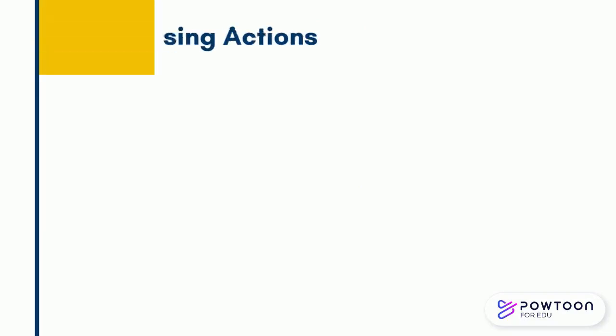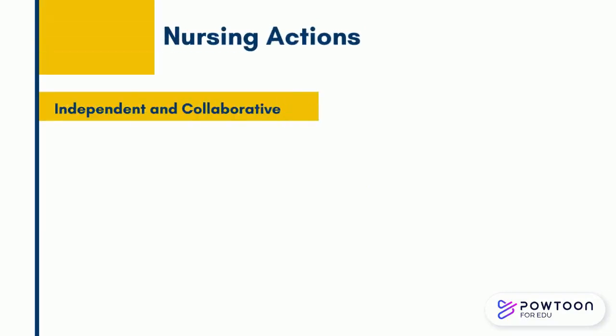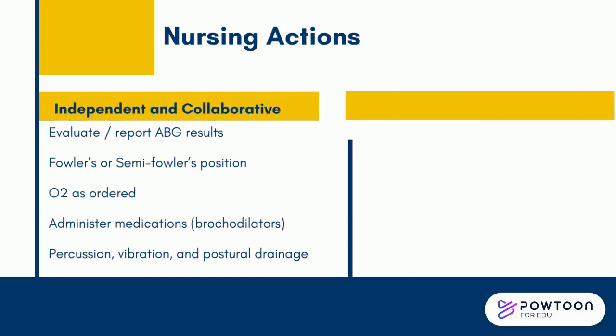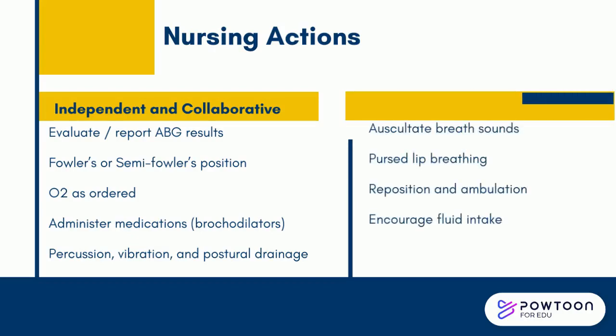Here are some additional nursing actions, and some of these are pretty important. A lot of these, if you look at the list, are going to help improve ventilation or improve that gas exchange. Fowler's or semi-Fowler's position. That pursed lip breathing, that helps breathe off additional CO2. All these can help our clients with respiratory acidosis.